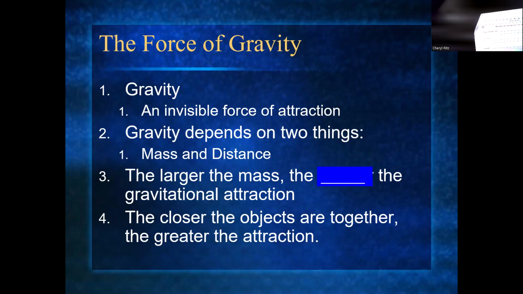But then, if you think about it, the sun is way bigger than the earth, and we're not being pulled towards the surface of the sun. And that's because the sun is much farther away and we're much closer to the earth. So the gravity does depend on both mass and distance, and one can kind of outweigh the other. And then just to sum it up, the larger the mass, the greater the gravitational attraction. And on the same note, the closer the objects are together, the greater the gravitational attraction.